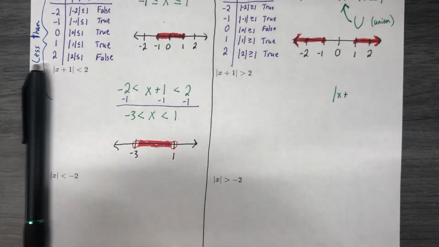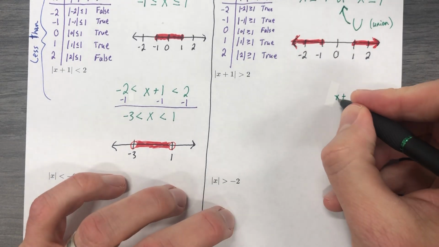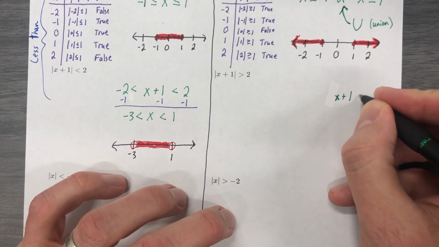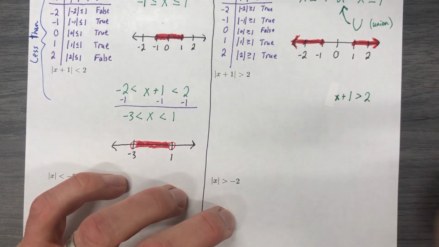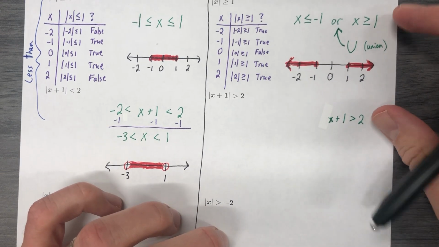Oops. I don't need the absolute value bars there. I'm dropping the bars. Spitting bars too. I'm going to start rapping any minute now. X plus 1 is greater than 2. That's it. And that is our second solution set.